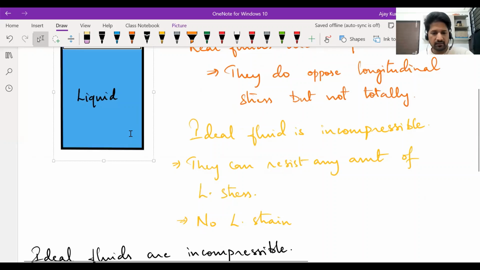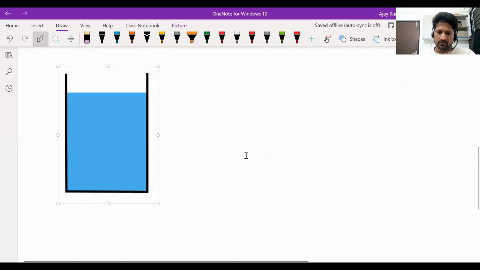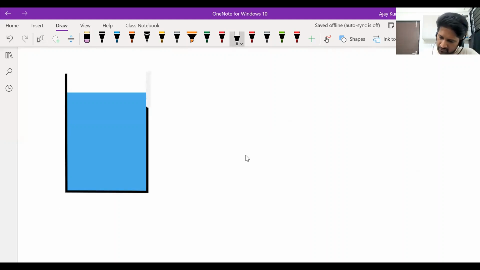Then, let's consider this liquid container itself. What if we break this wall? What happens to the liquid? Normally, from your everyday experience, you can tell. If you create a hole in the wall or if you break the wall of the container, what will happen? So the liquid will flow out. Liquid will flow out.